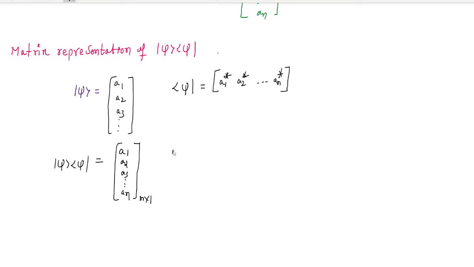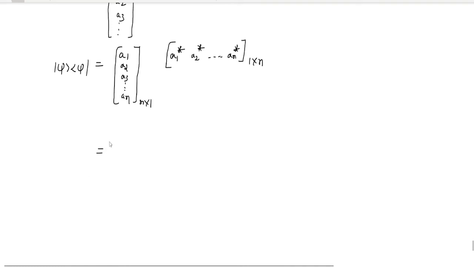That is N by 1, times A1 complex, A2 complex, and so on, AN complex, which is 1 by N. Then you can multiply this: A1 complex and A2 complex. Please, you must practice these notations. If you don't practice them, especially matrix representations of operators and of the inner product, you may have trouble finding CG coefficients.